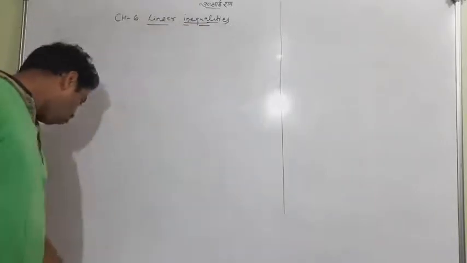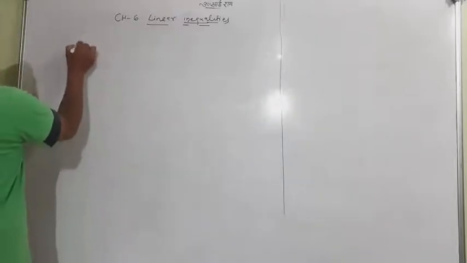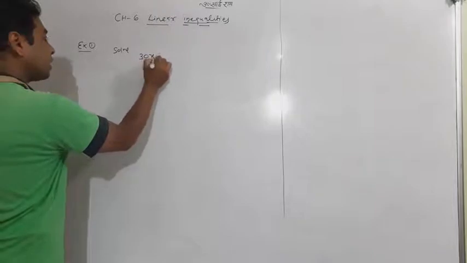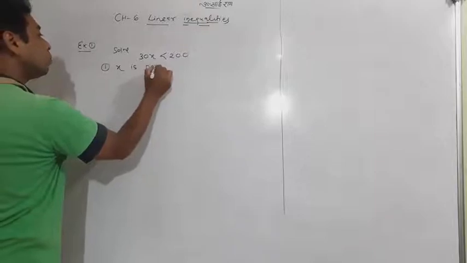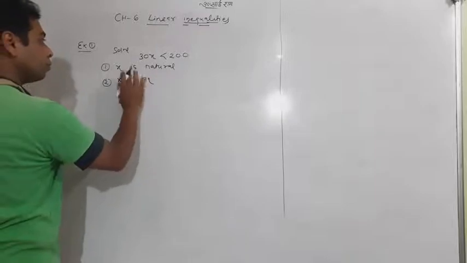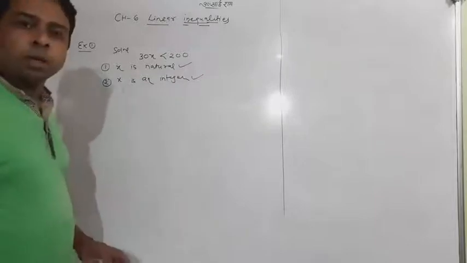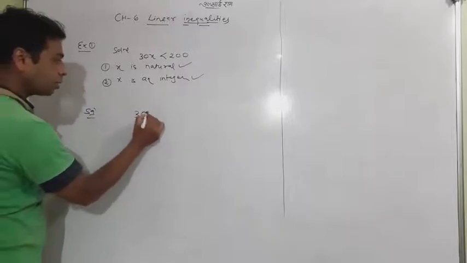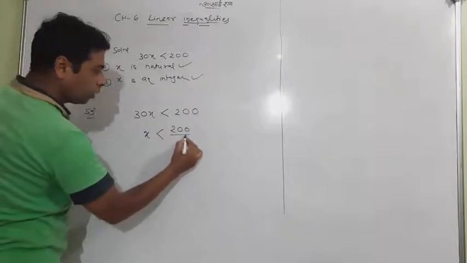And now let's see the upcoming questions. Example number 1 I want to discuss here. Solve. Interesting question this is. 30x less than 200, when x is a natural number, and second, when x is an integer. So students, this is a new thing which is coming. With this question I want to tell you the meaning. Look at the solution. This is 30x less than 200, so x less than 200 upon 30.